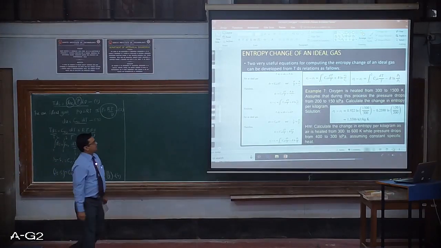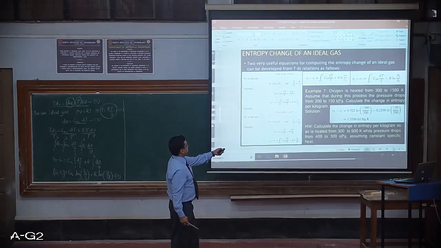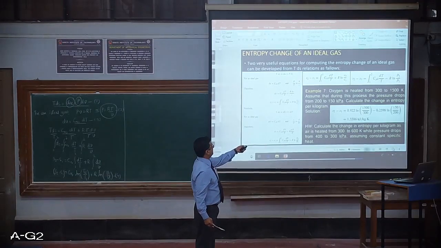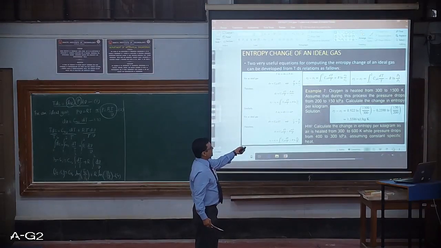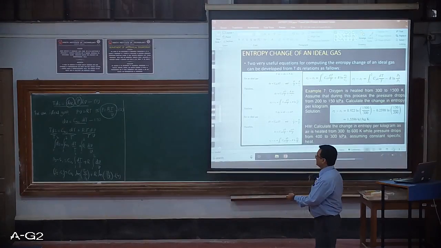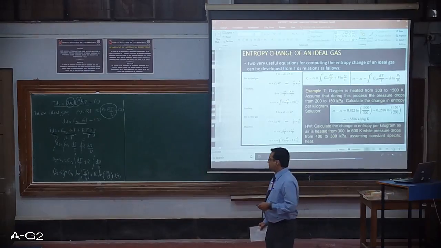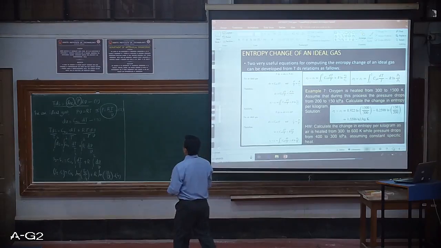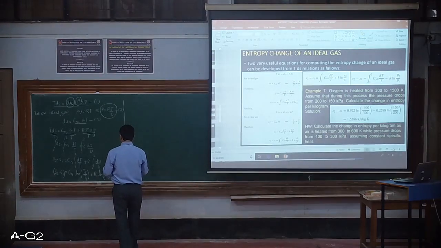So that is what is mentioned over here. After writing all this, the expression is S2 minus S1 equal to integral CVO dT by T plus R ln V2 by V1. Here I have not integrated it because I don't know whether CVO is constant. Here I have written it assuming that CVO is constant, only then can we go for integration. That is the basic difference. Now we have one more equation on a similar basis. So let's proceed to develop that equation also.